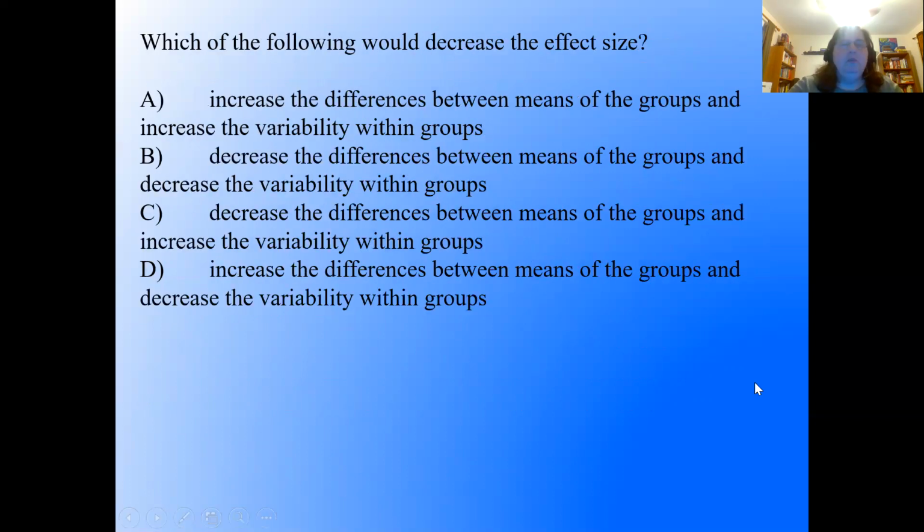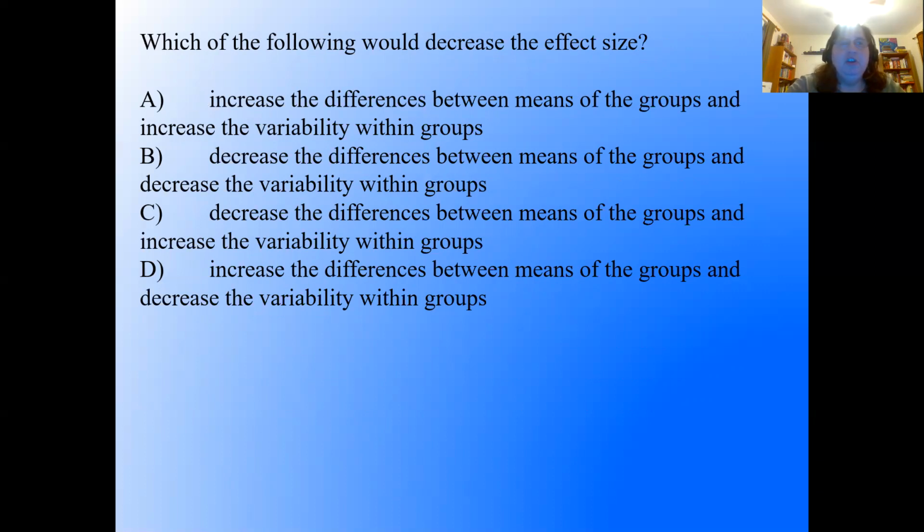Okay. Which of the following would decrease the effect size? Once again, another theoretical question. And now that you've paused and come back, I can tell you that the answer is D. Increase the differences between means of the groups and decrease the variability within the groups. And that's, again, something else we talked about in the lecture.